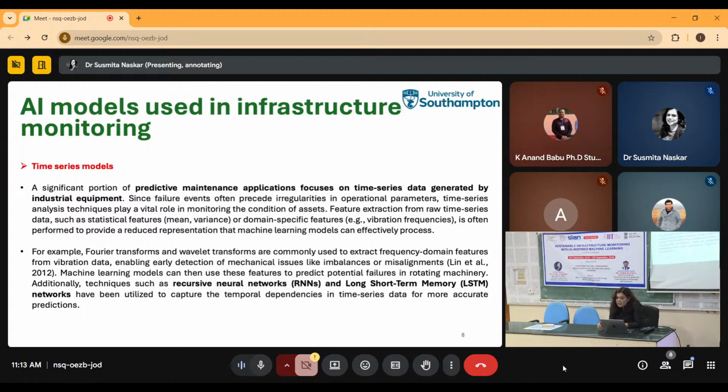Beyond classical feature engineering, we now also have deep learning approaches. Techniques like the recurrent neural network, called an RNN, and another one called the long short-term memory network, called an LSTM, are also important compared to classical time series models like regression. They are particularly powerful because they capture temporal dependencies in the time series data, which improves prediction accuracy.